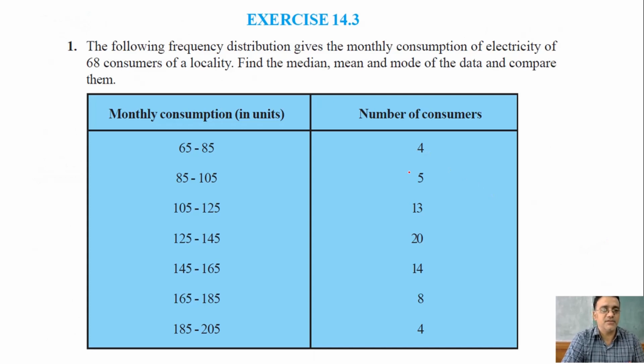So this is the first question. The following frequency distribution gives the monthly consumption of electricity of 68 consumers. So total frequency is given 68 of a locality. Find the median, mean and mode of the data and compare them. So this is the monthly consumption in units and number of consumers is our frequency.